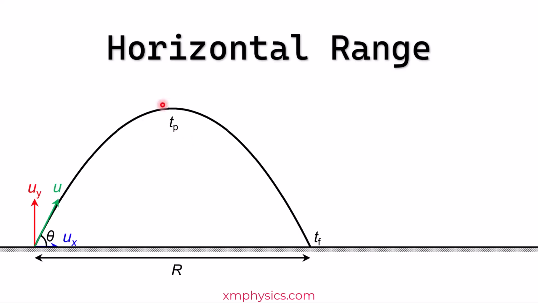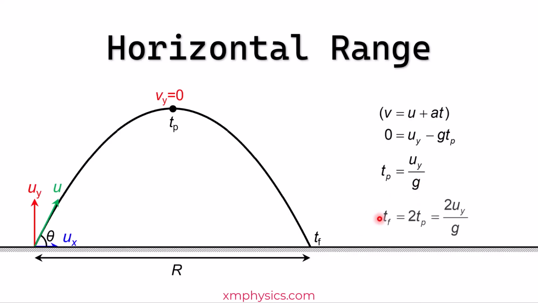So how would you find TP? Again, we make use of the fact that the vertical velocity is 0 when it's at the peak. Then you use v equals u plus at. Again, we're dealing with the vertical motion, so we purposely put 0 here, vertical velocity is 0, so that the time will be the time to reach the peak. From here, the time to reach the peak is just u_y divided by g, which means the time of flight is 2 times u_y divided by g.